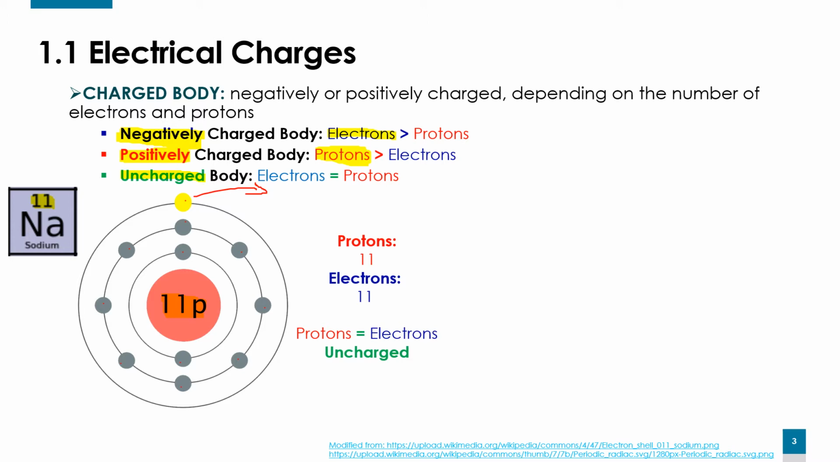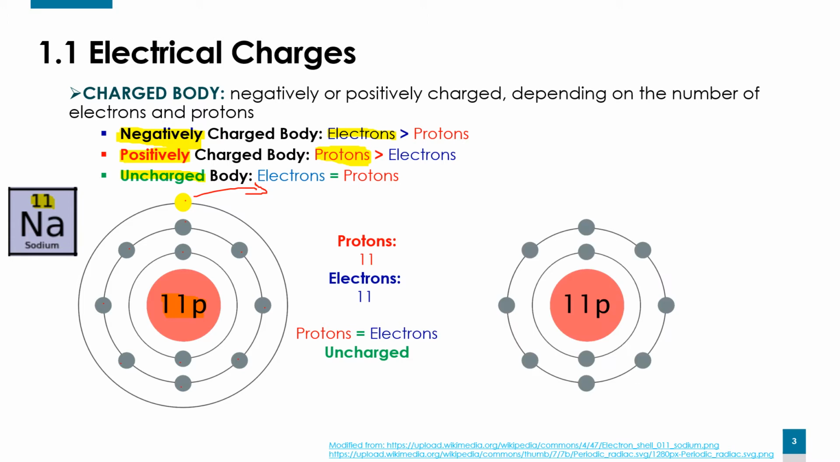Okay, so it's gonna lose this electron, so I'm gonna represent here the same atom, the same sodium, but now it lost this charge, this yellow charge. What's gonna happen now?